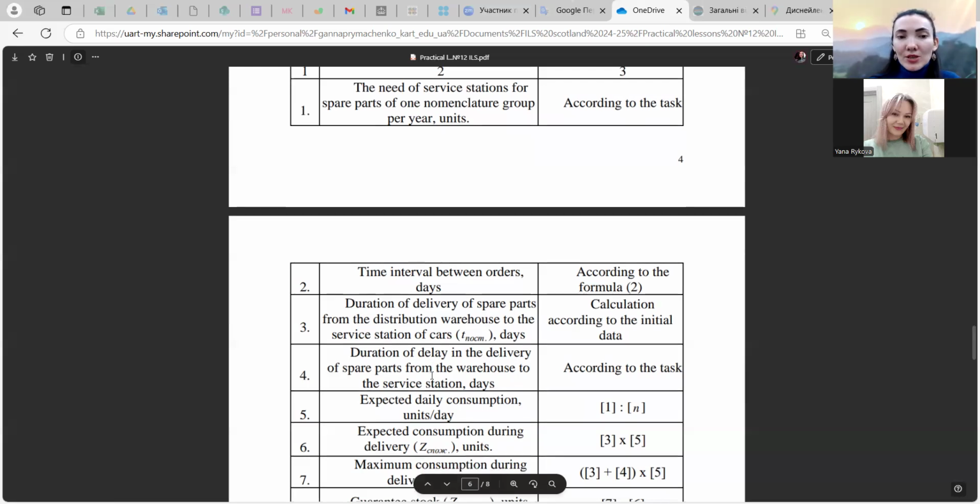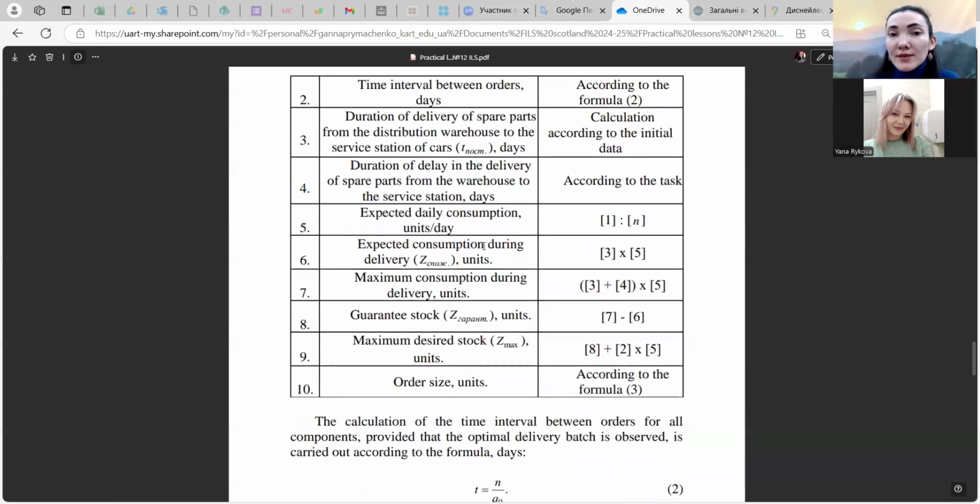The next line is number 6, expected consumption during delivery, also in units. We need to find point number 3 and multiply it by the result of the previous line number 5. Result in units, line number 6.